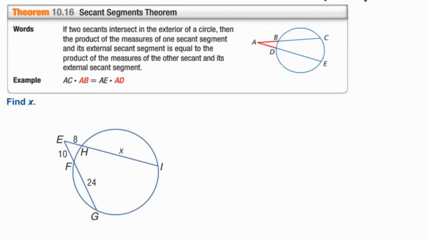When two secants intersect outside of the circle, or in the exterior of a circle, then we have a different theorem. In this theorem, we say that the whole length, which is here AC, times the part that's outside of the circle, AB, would equal the whole length AE times the portion outside, which is AD.